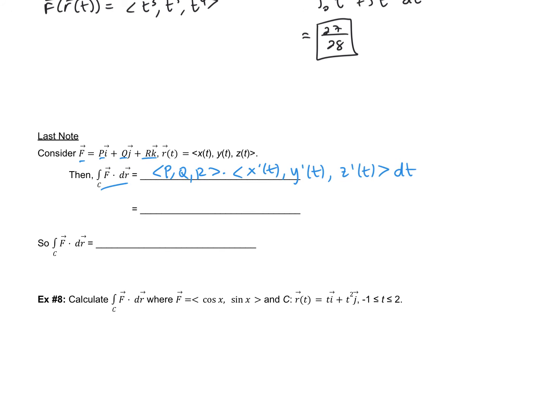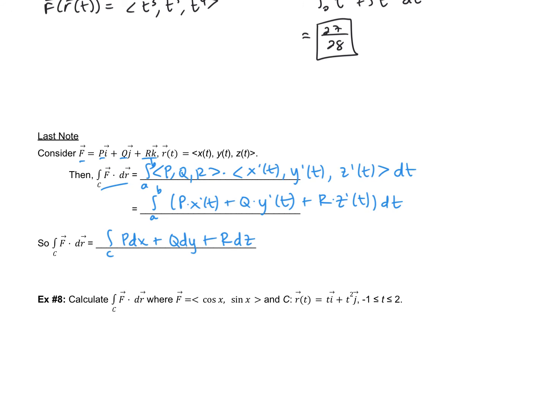So what that becomes then is that there's an integral up here from a to b. So this becomes the integral from a to b of P dot x prime of t, add Q times y prime of t, add R times z prime of t, dt. And so that can be written as the line integral of P dx, add Q dy, add R dz. And so if you see that, that's just work.